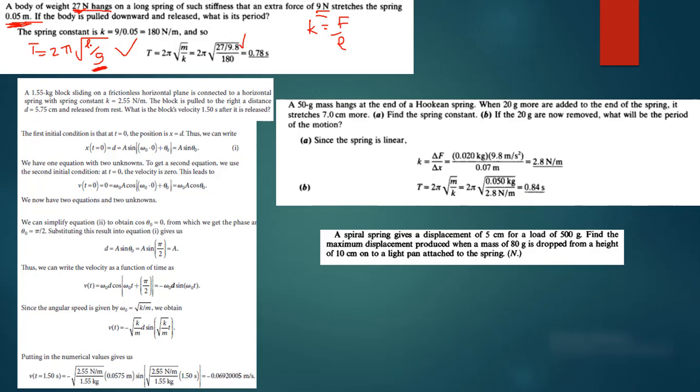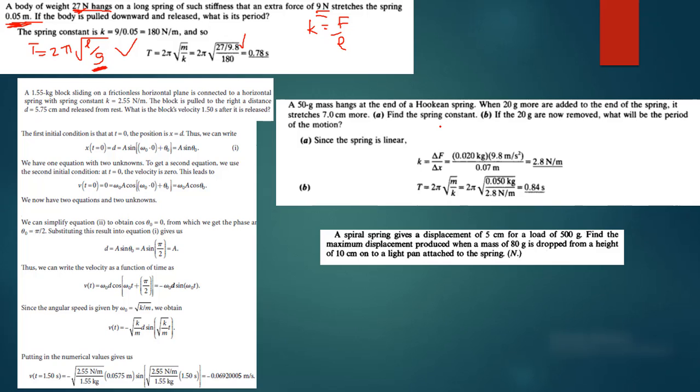So we have another question here, that a 50-gram mass hangs at the end of a hook and spring. When 20 grams more are added to the end of the spring, it stretches 7 centimeters more. So this 7 centimeters is due to the 20 grams and not due to this weight. Okay, ndio maana amesema 7 centimeter more and 20 grams more. More na more wanaenda pamoja. 20 grams na 7 centimeter.